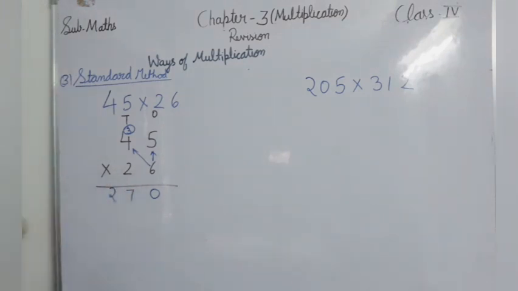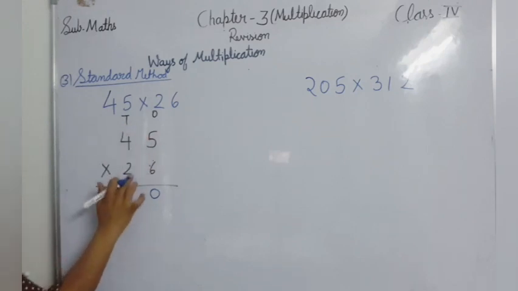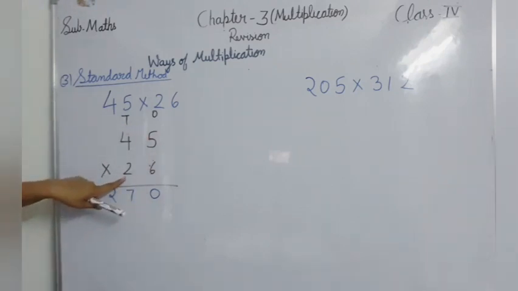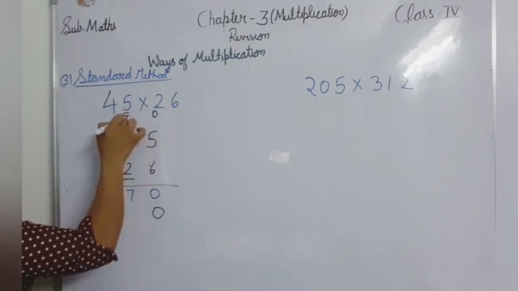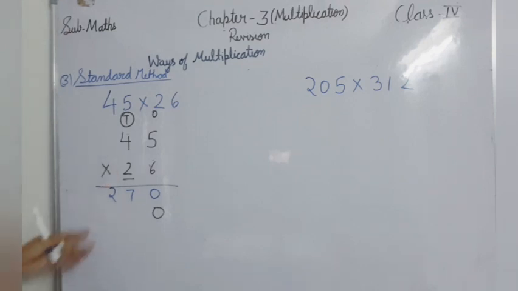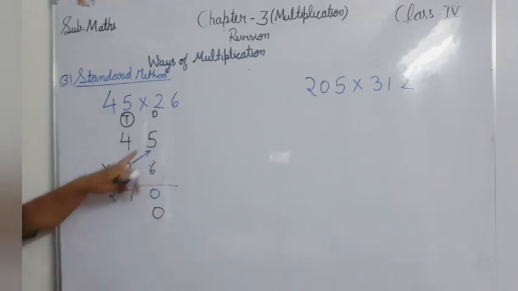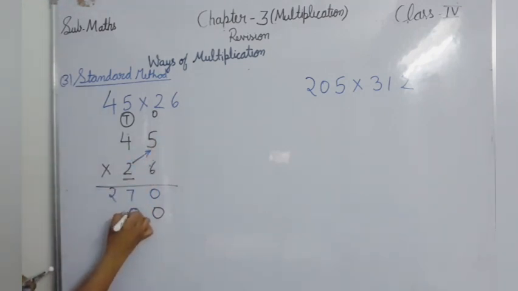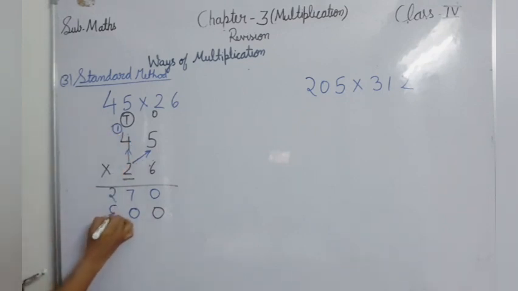Now the 6's turn has been over. Now we'll take the turn of 2. Now see here, 2 is on the tens place. So on the ones place, first we'll write 0, because it is on the tens place. Now we'll do the same process with the 2. So now let's multiply 2 with 5. 2 5s are 10, 0 will come and 1 will go carry forward here. Now 2 multiply by 4, 2 4s are 8 and 1 makes 9.